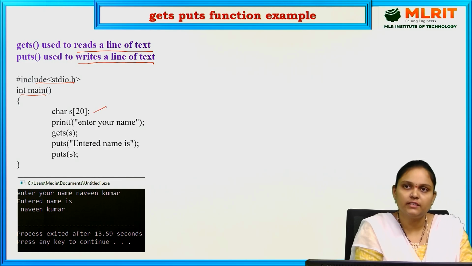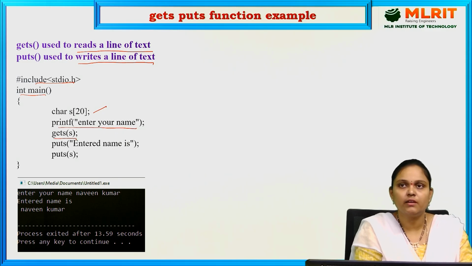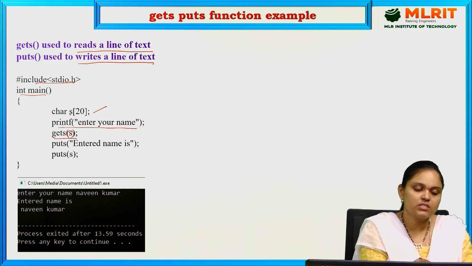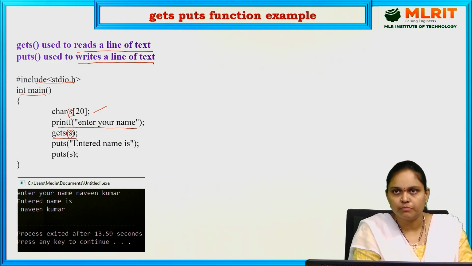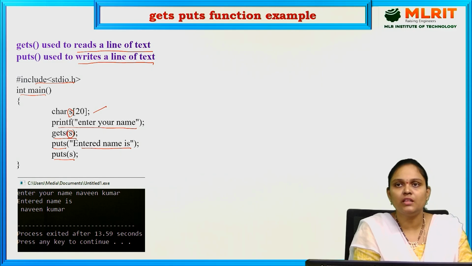So we have declared the string, and then next, by using the printf statement, we are asking to enter your name. And then by using the gets function, we are reading that particular name and storing it in the S value. It's nothing but we are storing it in the string name. Whatever string name you are taking, that name you need to enter into this gets function as a parameter. And then by using the puts function, we are printing that name that we have read and stored in the string name.